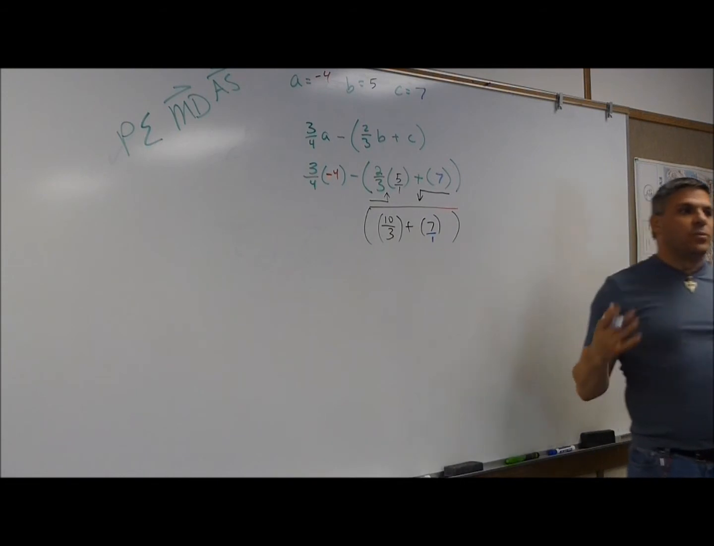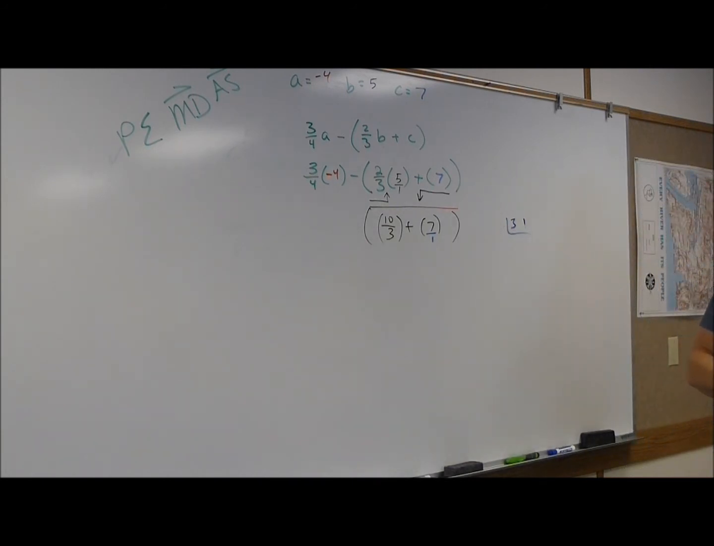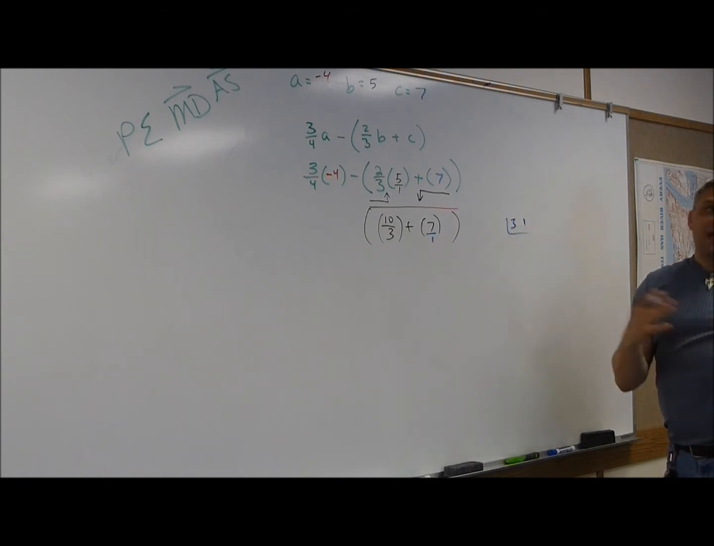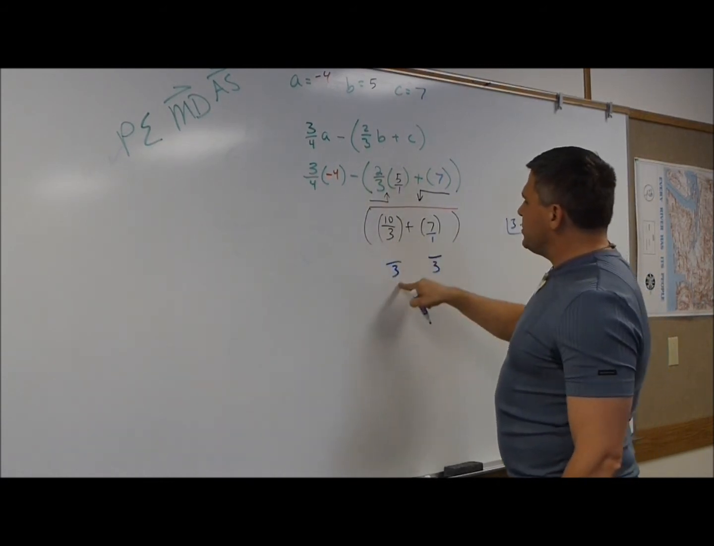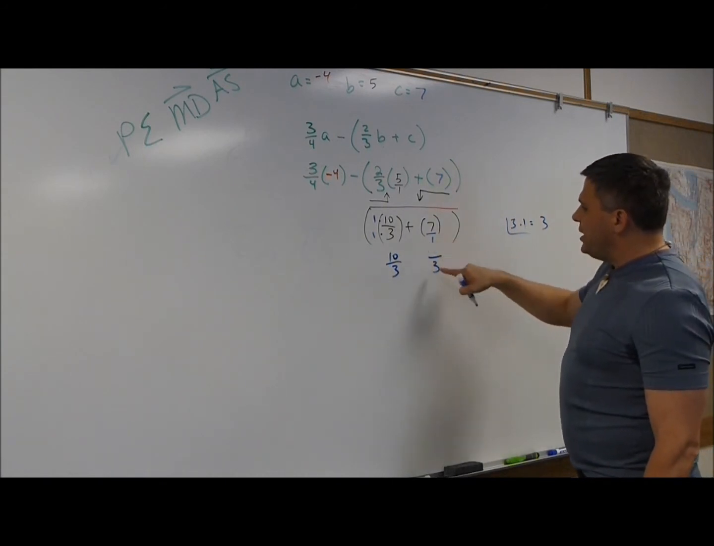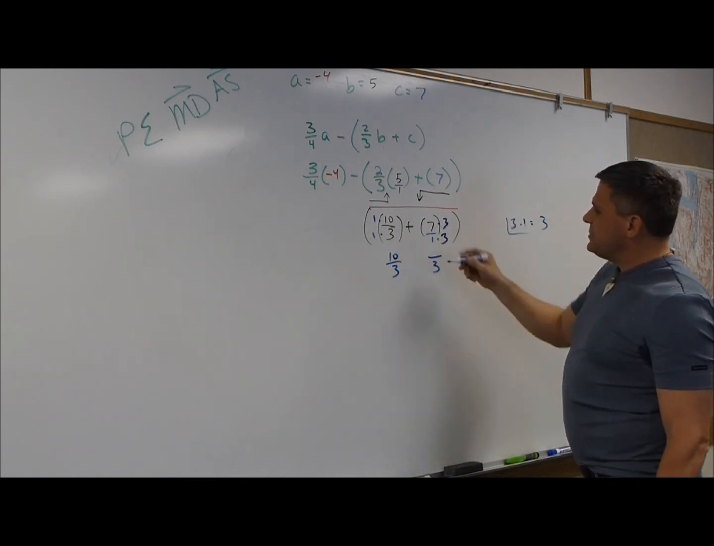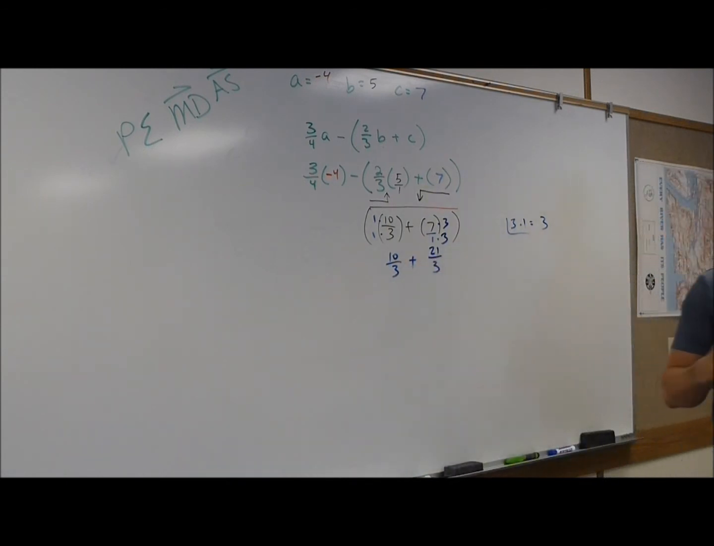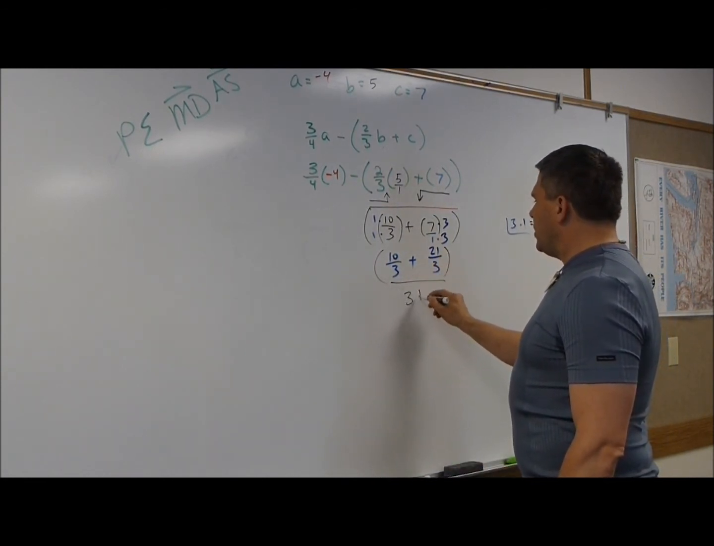And to add here, I do have to change this. I have 7 as 7/1. So when I do my LCD trick, I can't get these broken down any further. So 3 and 1 is my LCD. So 3 times 1 is 3. So I know where I'm going, and now I got to get there. So what times 3 is 3? That would be 1. So I got to do the same to the top. So that just stays as 10/3. But what times 1 is 3? That would be 3. So I got to do the same to the top. So I have 3 times 7, which is 21. So now I know what I can do to add these up. And so I add them up, and I get 31/3.